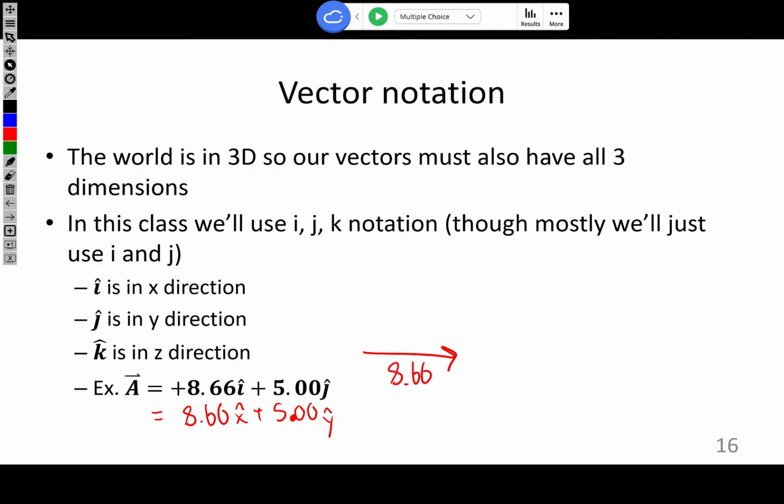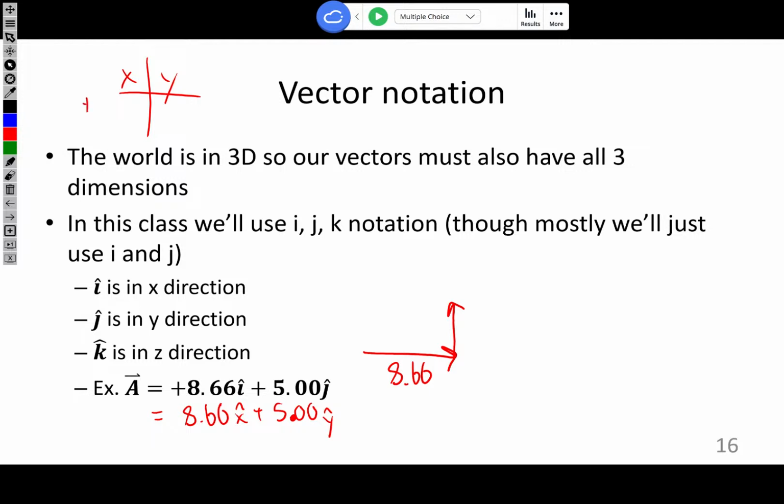We then draw another arrow that is 5 pointed straight up. It's a little bit smaller. So y direction is up and down. Positive is up. Negative is down. We'll make a nice little table of that over here. It sounds obvious, but trust me, you will forget this at times.